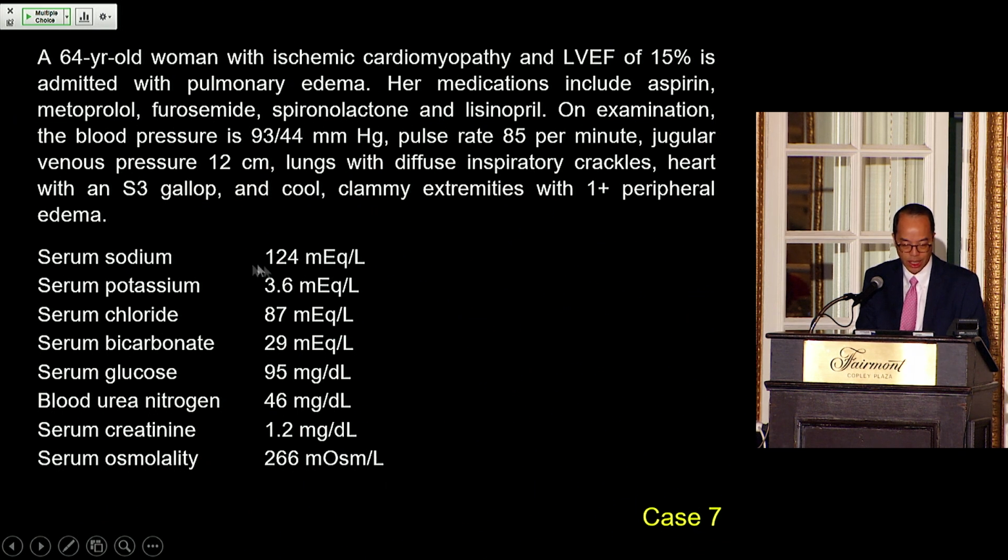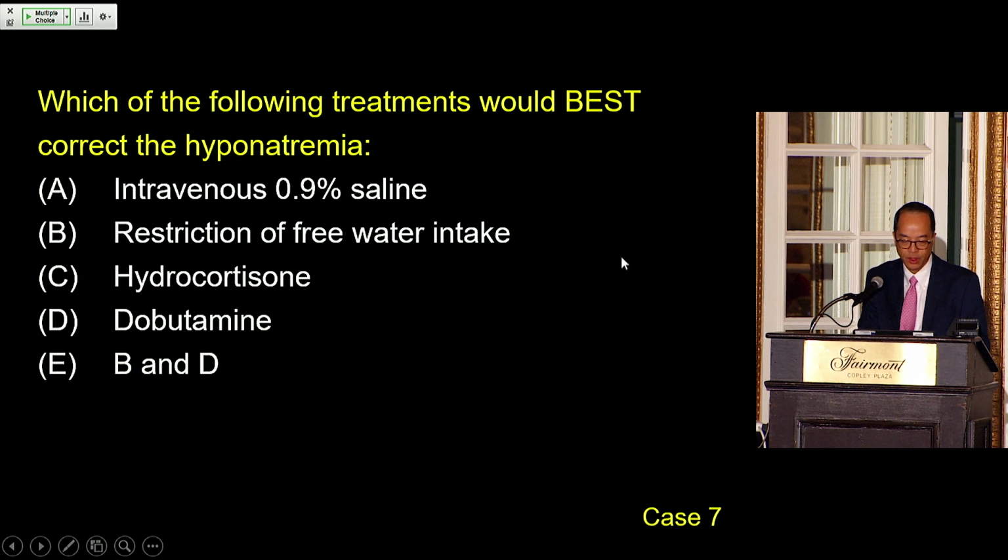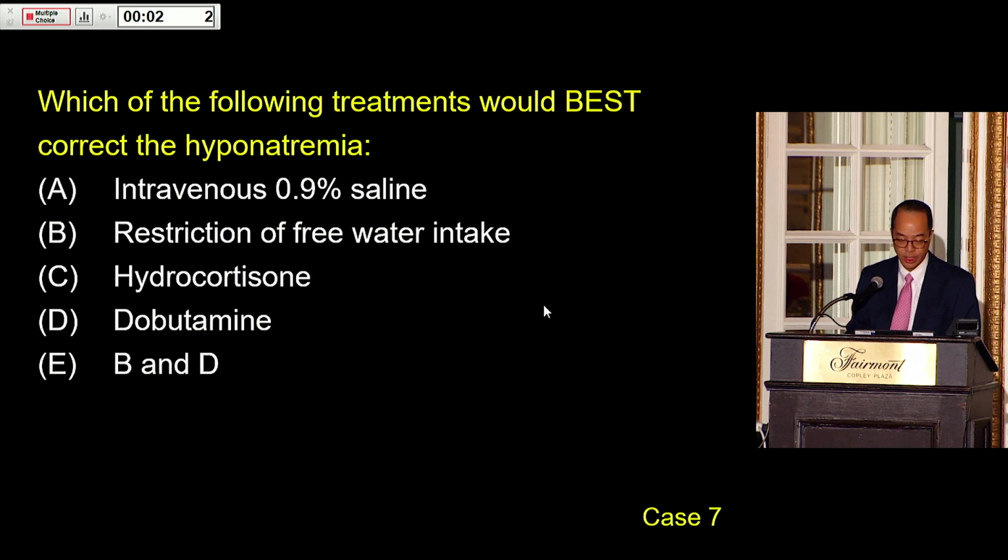So her labs show that her sodium was 124. Rest of her labs are as shown. Urine electrolytes, when she's not getting a diuretic, sodium's 15, chloride less than 5, urine osmolality is 220. Which of the following treatments would best correct the hyponatremia? Is it IV saline, restriction of free water intake, hydrocortisone, dobutamine, or B and D?